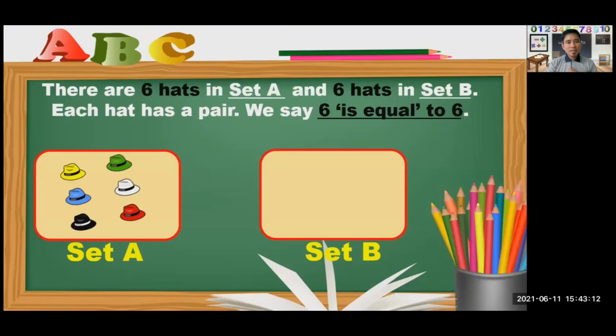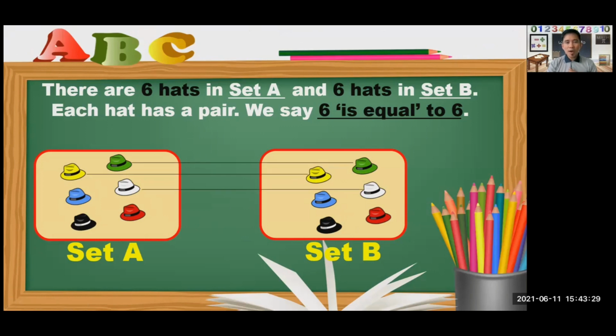So there are six heads in set A, and six heads in set B. Each head has a pair: green and green, yellow and yellow, white and white, blue and blue, red and red, black and black. Okay, so each head has a pair. So we say that 6 is equal to 6. We write 6, and then we use this equal sign because they are the same. They are equal. So 6 is equal to 6.